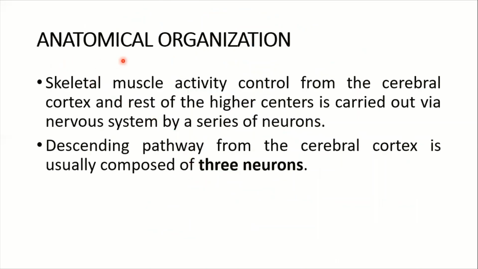So what is the anatomical organization? This is again a little bit of detail of the previous topic. Skeletal muscle activity control from the cerebral cortex and the rest of the higher centers is carried out via the nervous system by a series of neurons. These are the three neurons. The descending pathway from the cerebral cortex is usually composed of three neurons: the first order, second order, and third order neurons.